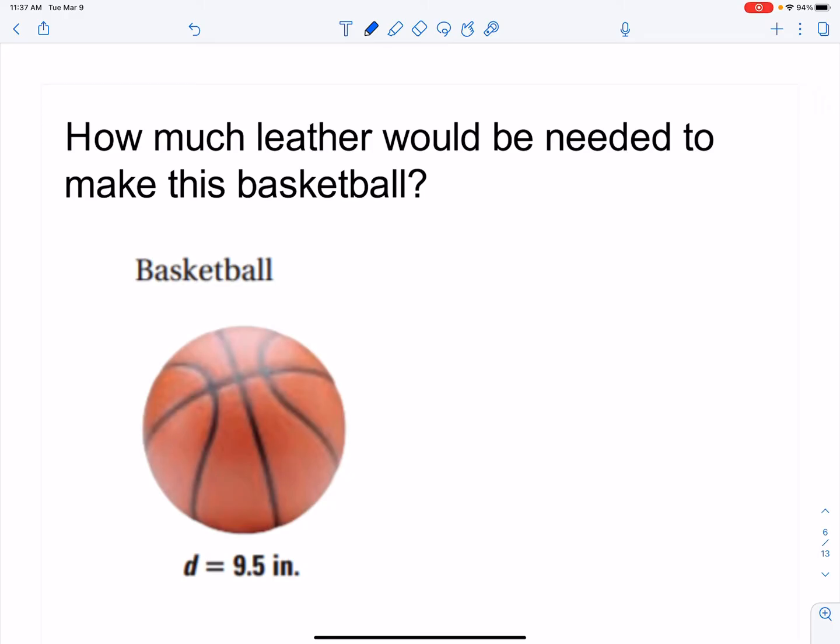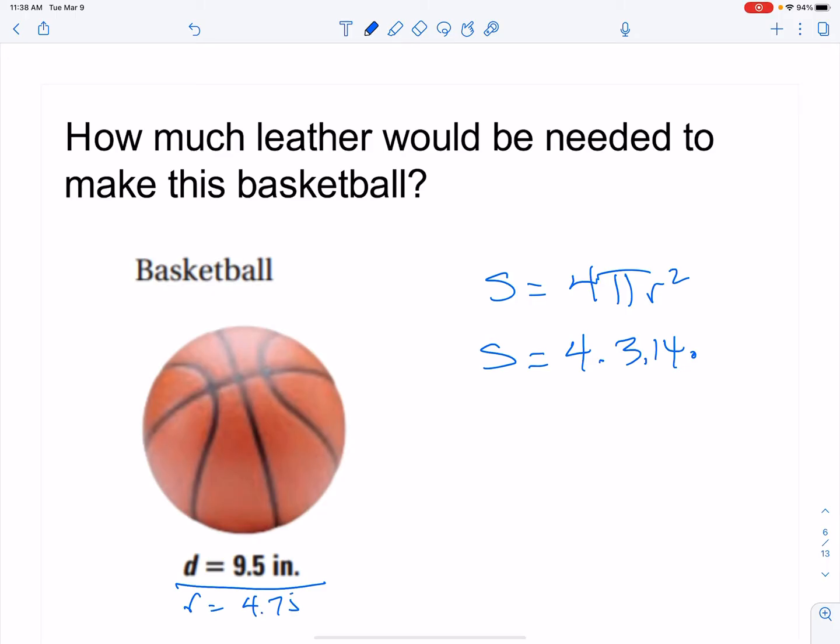So here's a basketball. It says, how much leather would you need in order to make this basketball? Well, what we would do is we'd write our formula. Okay, S equals 4 pi r squared. So all I need is pi and the radius. Okay, so S equals 4 times 3.14 times, and if you look down here, it says our diameter is 9.5. So that means we take our calculator and type in 9.5 divided by 2, and you find out that the radius is equal to 4.75.